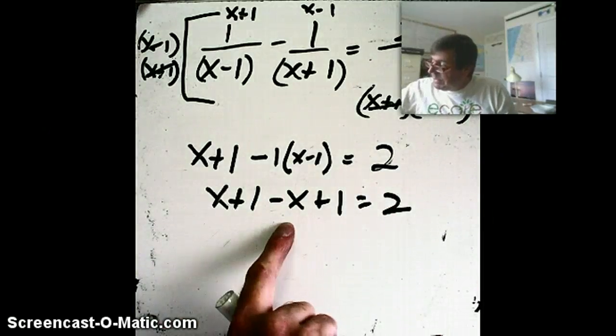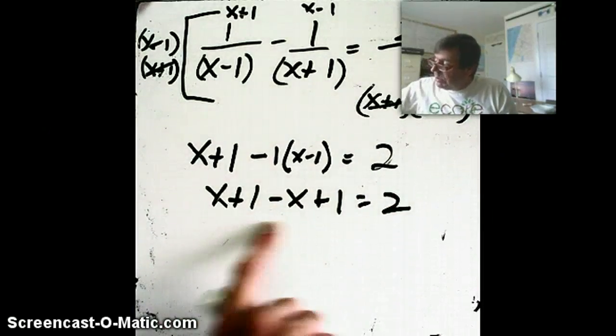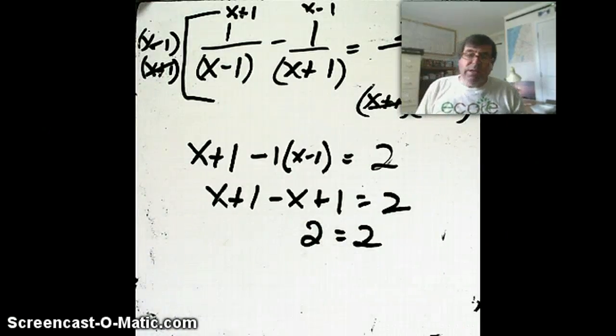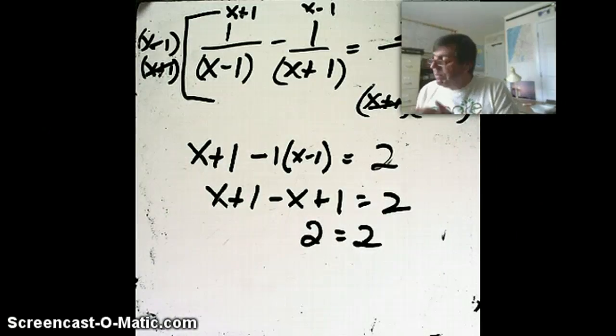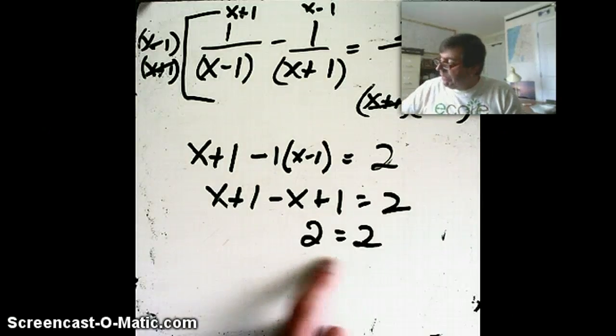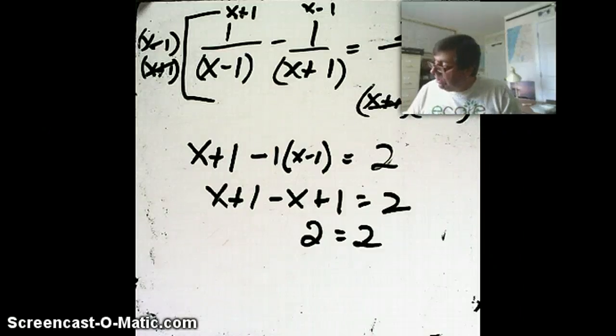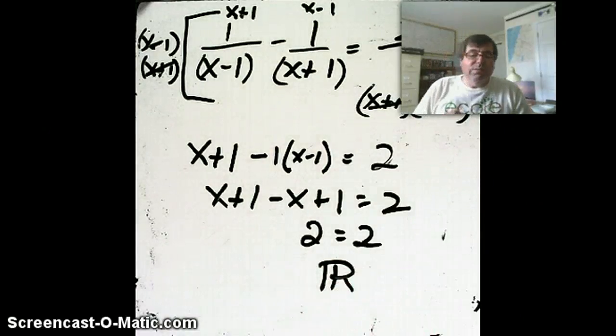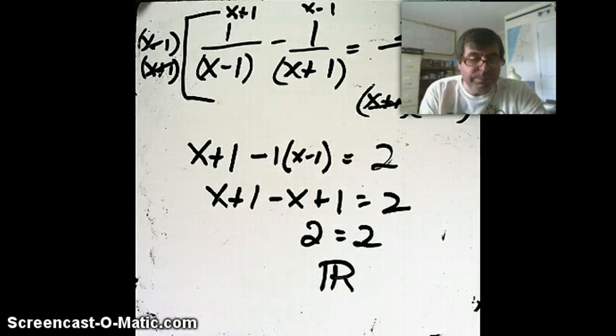x minus x is 0. 1 plus 1 is 2. 2 is equal to 2. Now, students, the question is simply this. Is that one solution, no solution, or many solutions? Well, how often is 2 equal to 2? Always. So all real, or that symbol, which stands for all real.